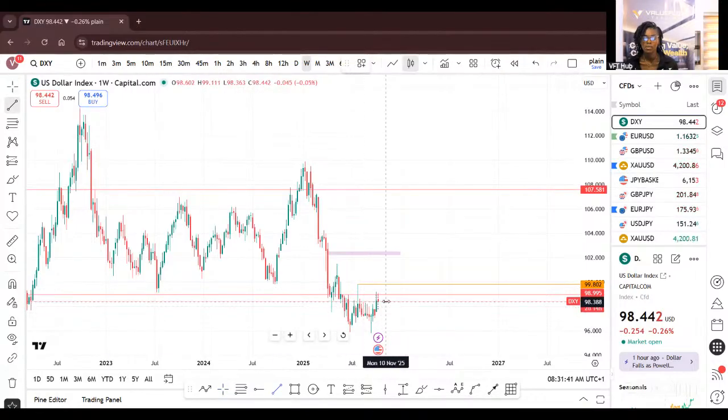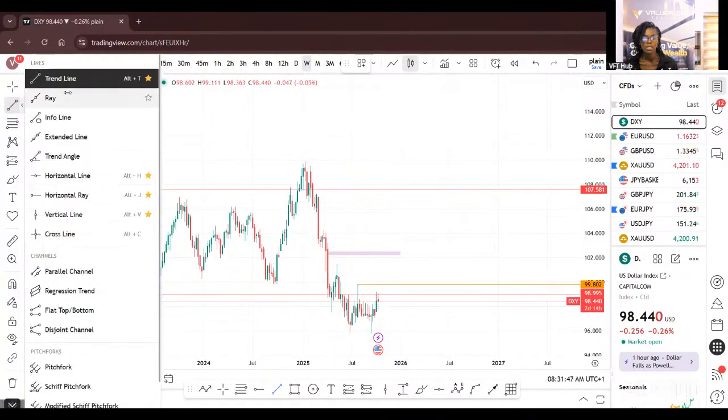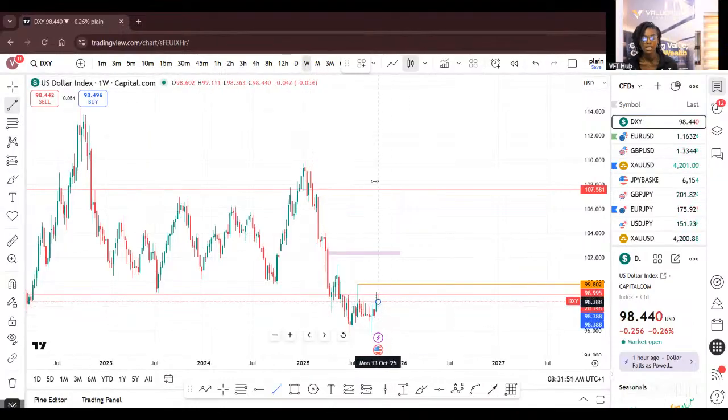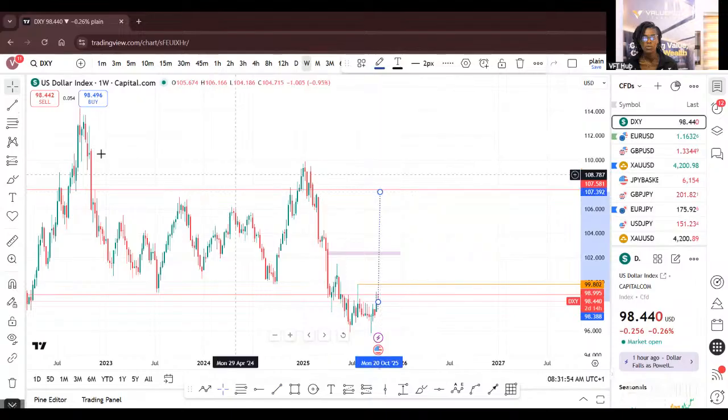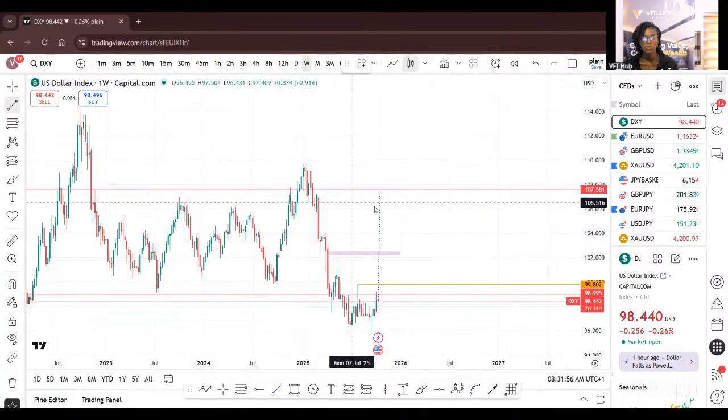Shoulder at 107.581, sweep right here, break. And once we see price retracing right back into the left shoulder, best believe we will be looking out to take sell opportunities on DXY.